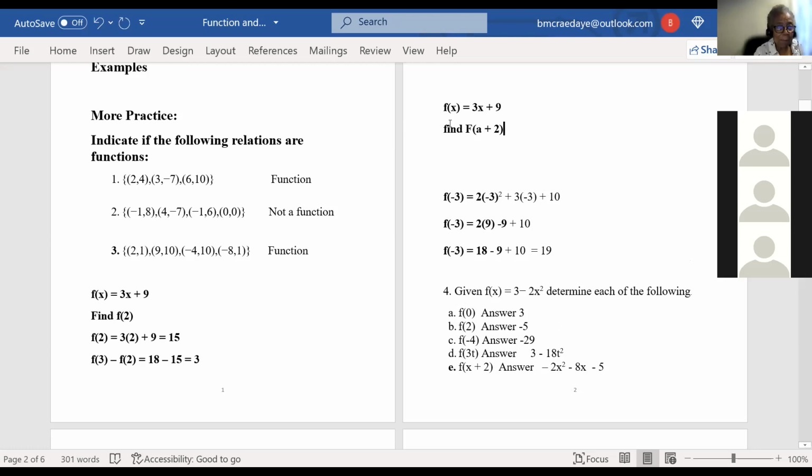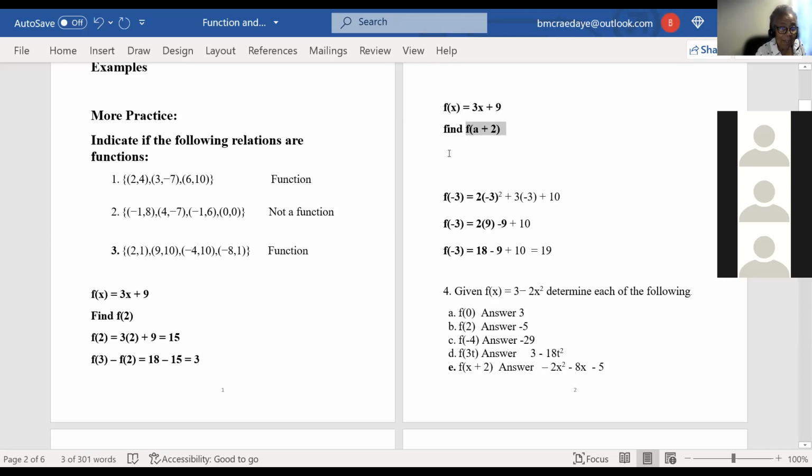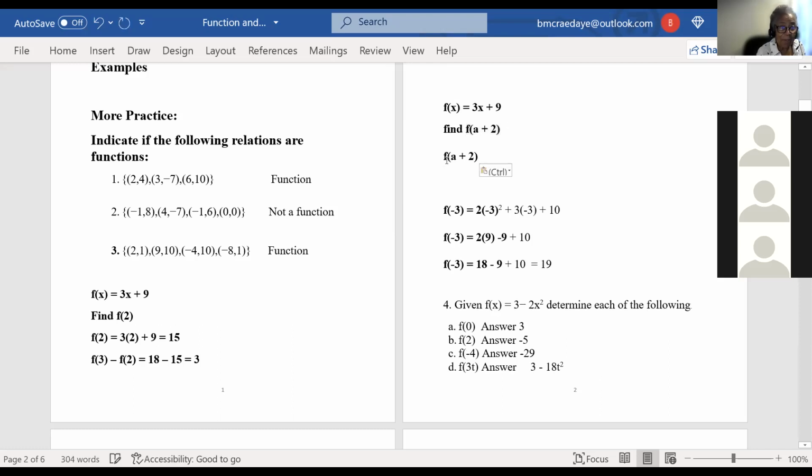Find f of a plus 2. Okay. f of a plus 2. That means wherever you see the variable x, you want to put a plus 2. So this is 3x, and you put a is like 1. Okay, so I put f of a plus 2.